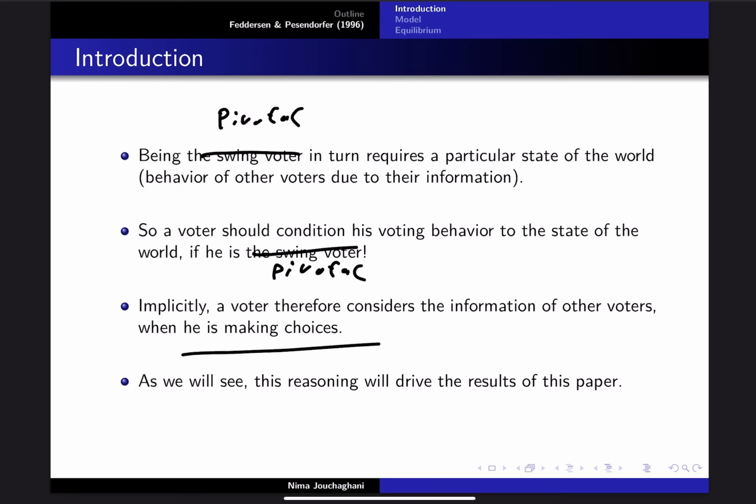So the voter should consider the information of other voters when he is making choices, because the information of other voters will drive the behavior of the other voters, and the behavior of the other voters will drive whether you are pivotal or not. So you should consider the information of other voters. And as we will see, this type of reasoning will drive the results in the paper. So we will have quite counterintuitive results in the paper, in addition to predictions which are in line with empirical observations.